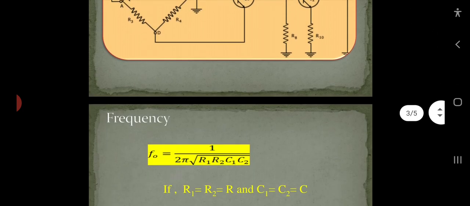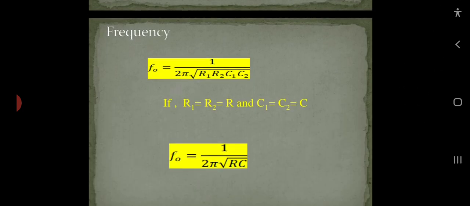Now the formula for the frequency: f naught equals 1 upon 2 pi root of R1 R2 C1 C2. If the values of R1 and R2 are the same, equal to R, and C1 and C2 are the same, equal to C, the formula becomes f naught equals 1 upon 2 pi R C. The frequency of oscillation produced at the output of this Wien bridge oscillator strictly depends on the values of R1, R2 and C1, C2. By making proper changes in the values of these resistive and capacitive components, we can produce the desired frequency of oscillation signal at the output of the Wien bridge oscillator.